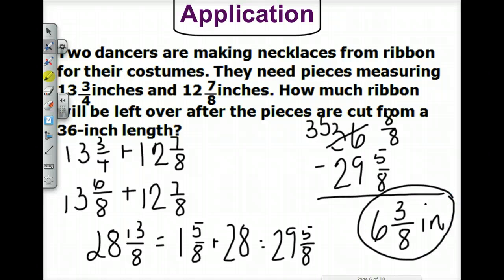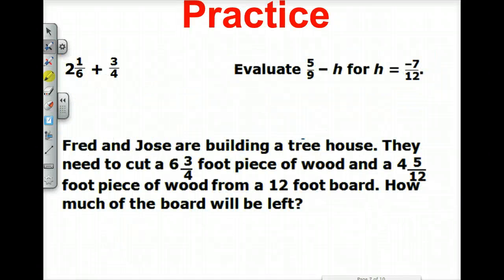Here's a few for you to try. And tomorrow in class, we will do all practice of adding and subtracting fractions with unlike denominators.